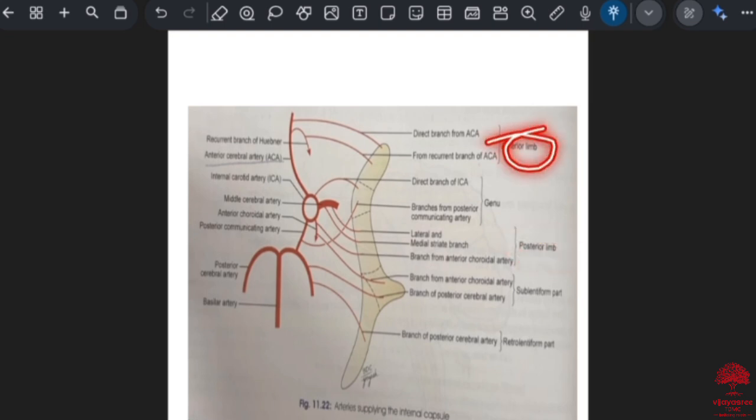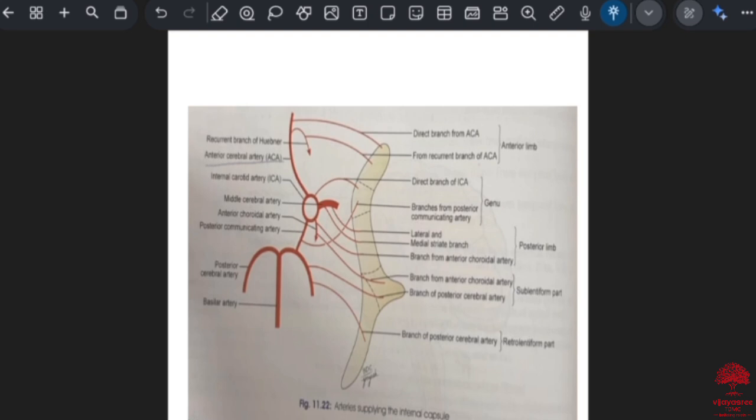Then for the anterior limb, from the internal carotid artery arises the anterior cerebral artery. The anterior cerebral artery gives a direct branch and supplies the anterior limb, and the recurrent branch of Heubner also supplies the anterior limb. Then for the genu, there is a direct branch from the internal carotid artery and also branches from the posterior communicating artery. So here is the basilar artery that forms the posterior cerebral artery. That's all, and this is the posterior communicating artery.